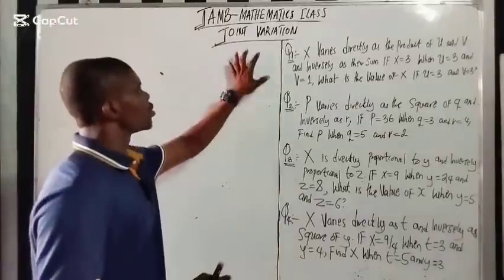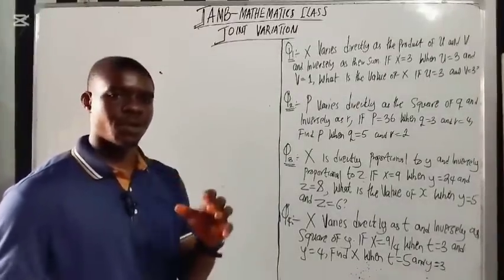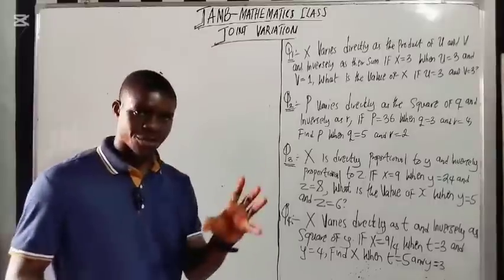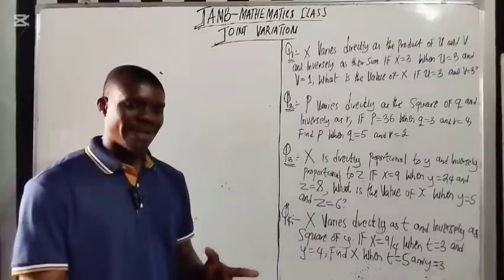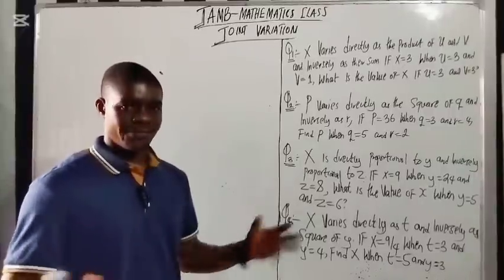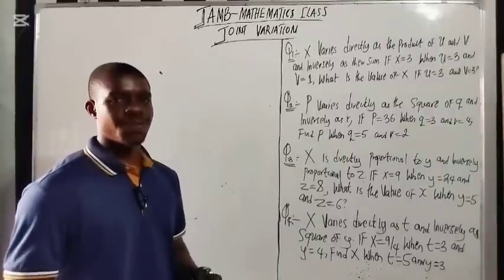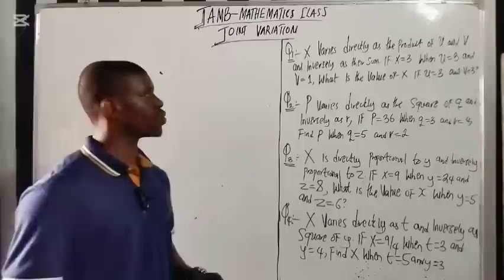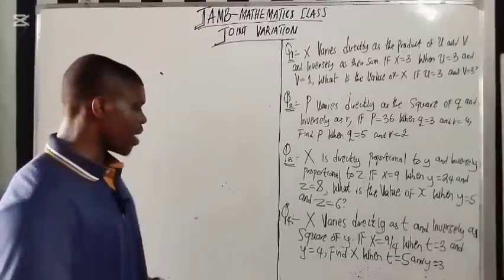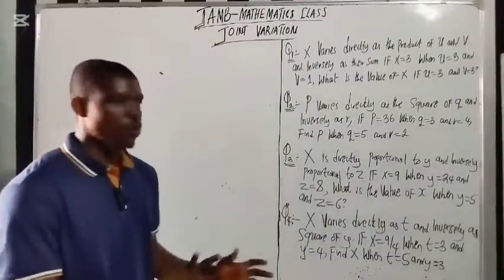Let's enter joint variation. We are under the topic in General Mathematics called variation. You have done direct variation, you have done inverse variation, now you are doing joint variation. By the end of this video, you should be able to solve the majority of questions when it comes to joint variation. We have about 4 questions here.